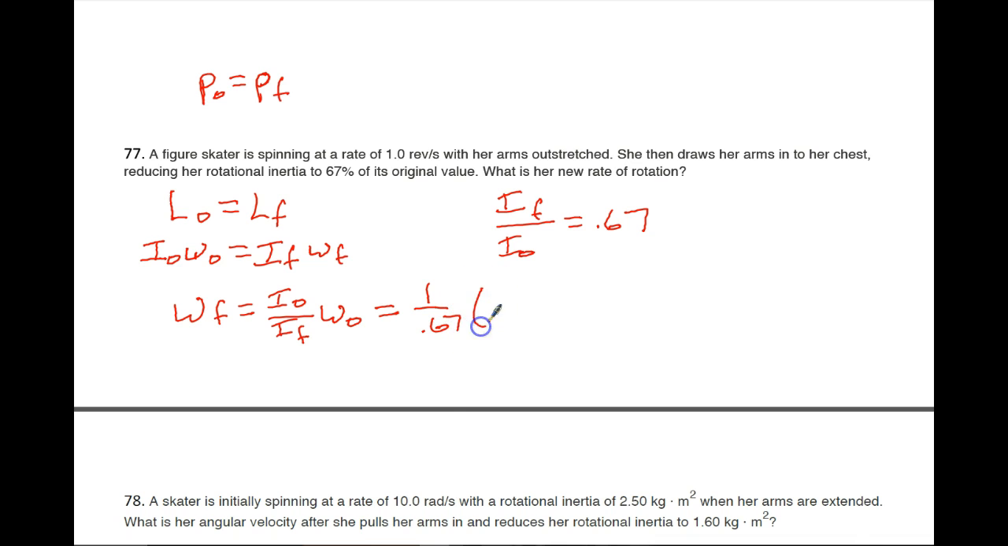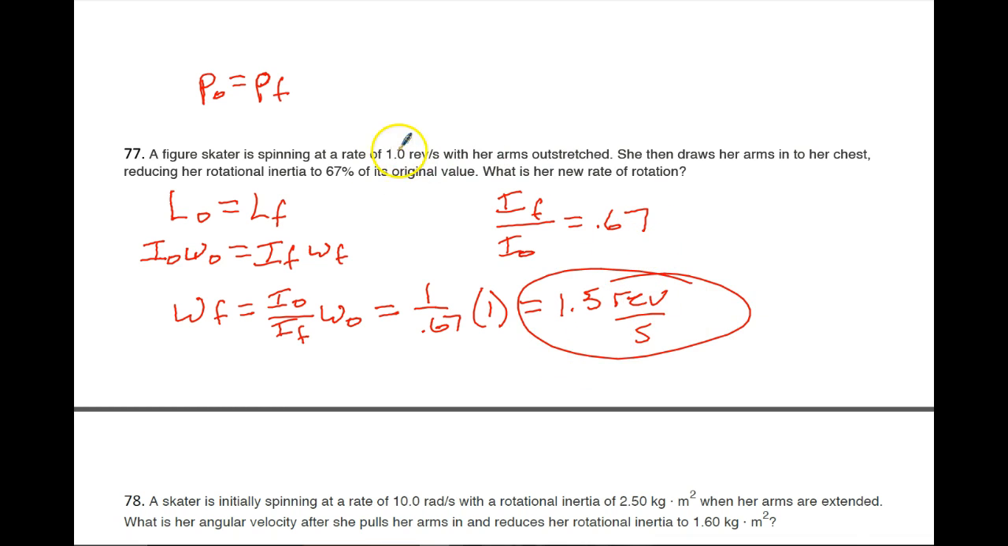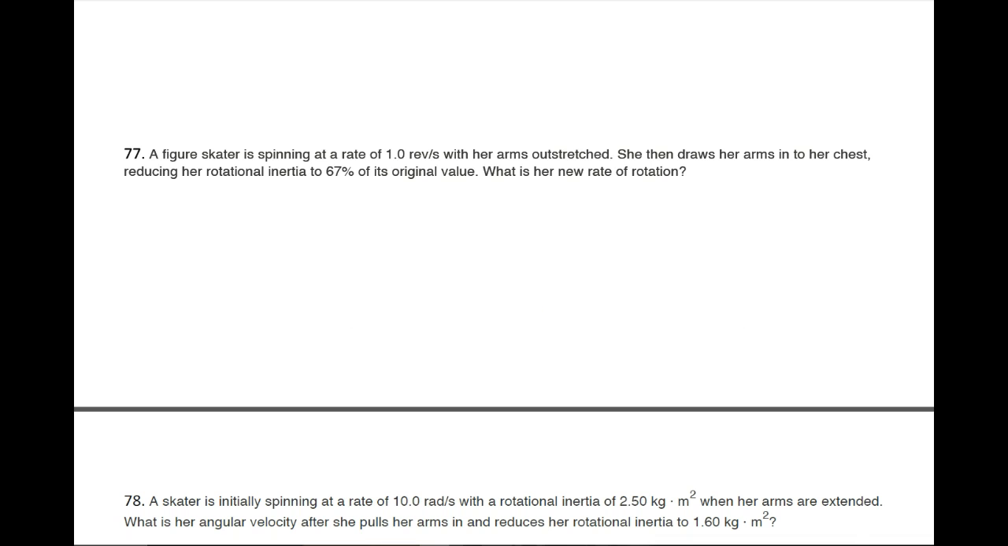So I just do 1 over 0.67. We're going to take that times our original value for the rotational speed or rotational velocity. And when you do this math, you should end up with 1.5 revolutions per second. And so yes, it is bigger than the original 1.0 revolutions per second. Let's go ahead and take a look at the next one.